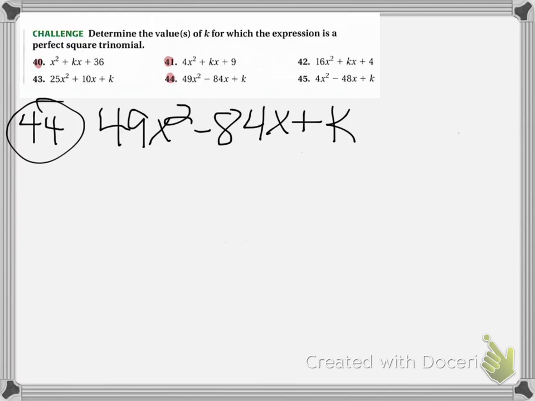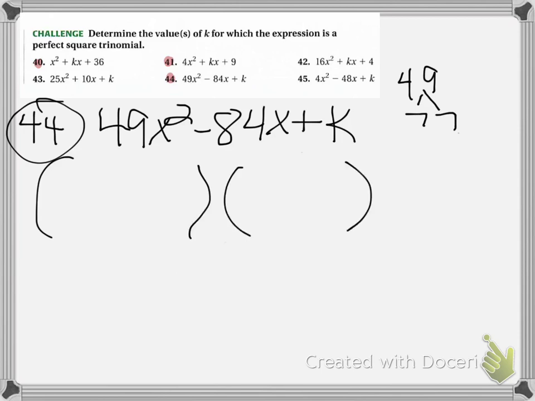Okay, so the perfect square of 49 is 7 and 7. So I'm going to start by my two parentheses. And I know that 7x times 7x is 49x squared. Then I look and I see that there's a negative here and a positive here. So that means I'm going to have a negative times a negative in order to get a positive for the constant, and then add and keep the negative and get an 84.